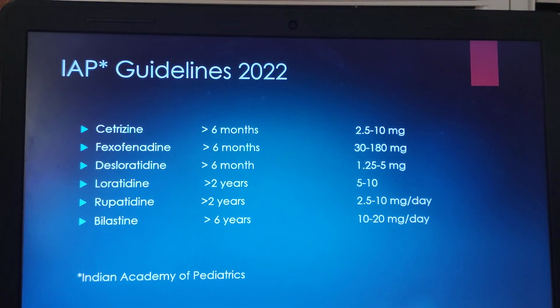Now, interestingly, the Indian Academy of Pediatrics guideline on allergic rhinitis gives the doses in children of various anti-allergics, which also includes fexofenadine above 6 months and bilastine above 6 years. So this is slightly different from what is recommended as per the international prescribing information, that these drugs can be given in children as well at different doses for the treatment of allergic rhinitis.